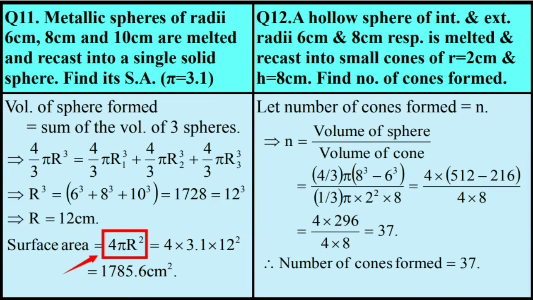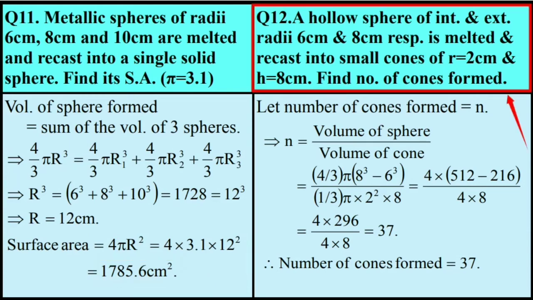Now, surface area of the sphere formed is 4 pi r square, where pi is 3.1 as suggested in the question and radius is 12 cm. Hence, the expression is 4 multiplied by 3.1 multiplied by 12 square. Finally, the surface area of the sphere generated is 1785.6 centimeter square. Let's take another question.